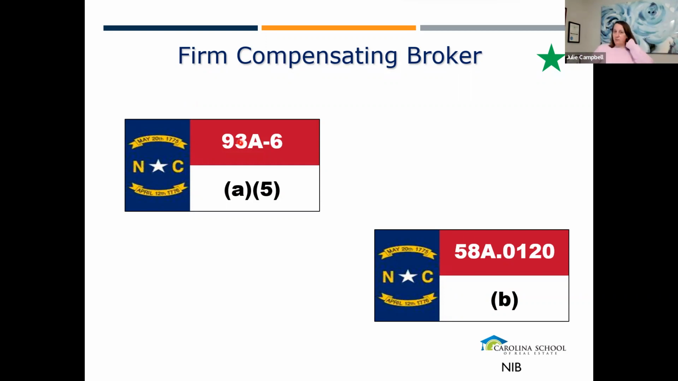Guys, basically what both of these are saying is that the provisional broker nor the full broker can get paid from anybody other than their firm. So you cannot receive commission directly from a principal because it's not your principal. The firm pays you. Your commission runs through the firm.